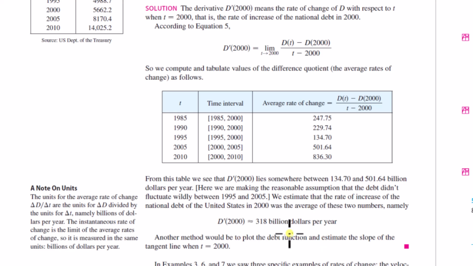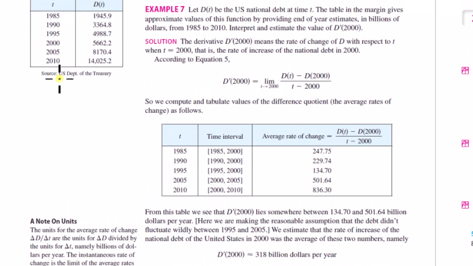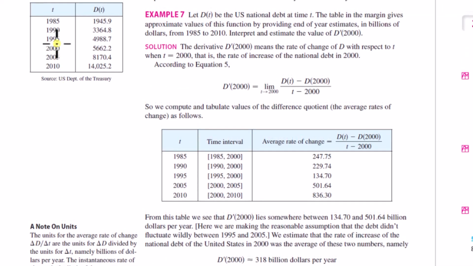But an even better estimate would be to go to Excel or MATLAB and get the most accurate curve fit of these data points, get an equation, then take the derivative of that equation and plug in the year 2000. If you want an even more accurate derivative, then you would need more data points, combined with more accurate estimations of the national debt.